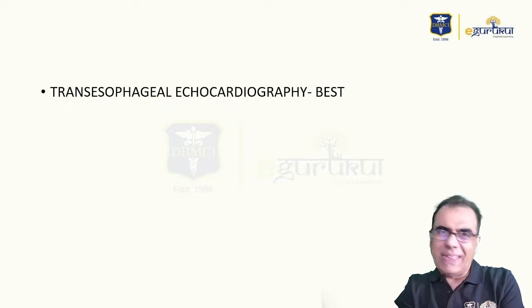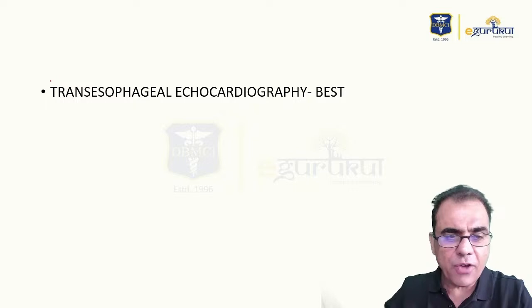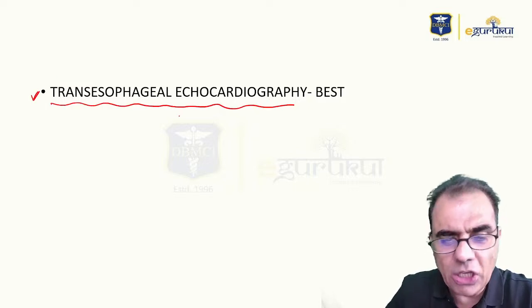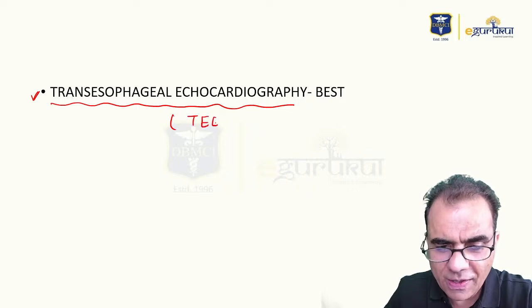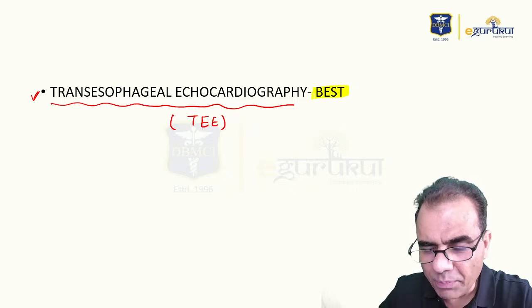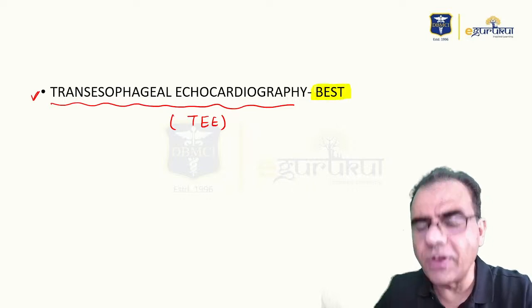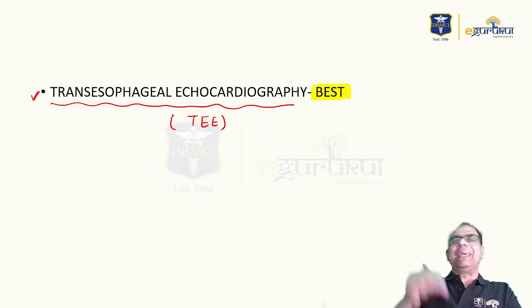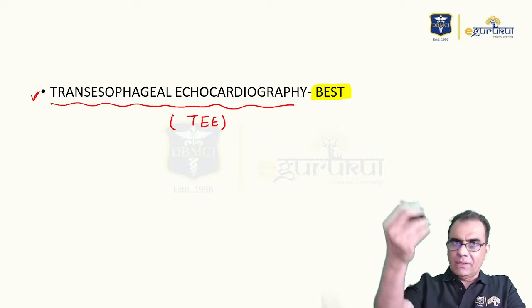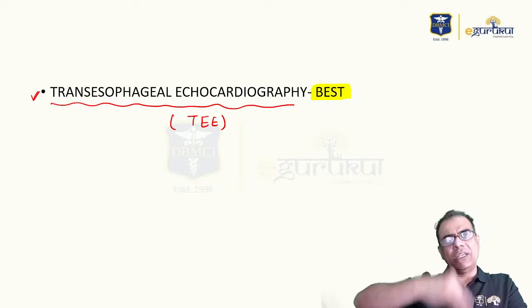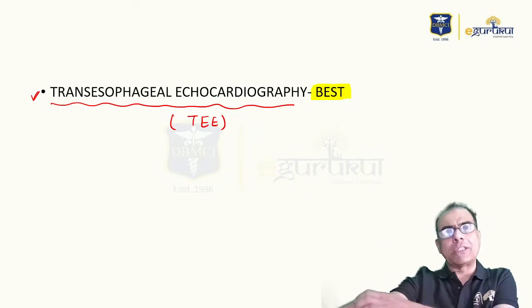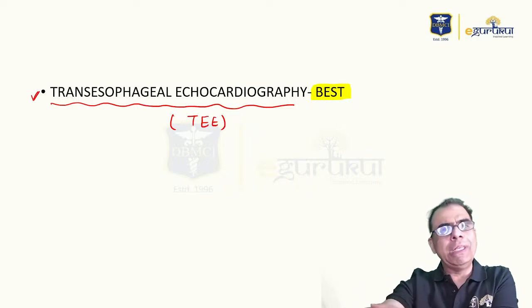Now, they have limitations. So therefore, the best monitor is transesophageal echocardiography. This is the best cardiac monitor. It means you are doing echocardiography by placing a scope in the esophagus. At the end of that, it's like a gastroscope placed in the esophagus, and there is a probe which continuously does the echocardiography.